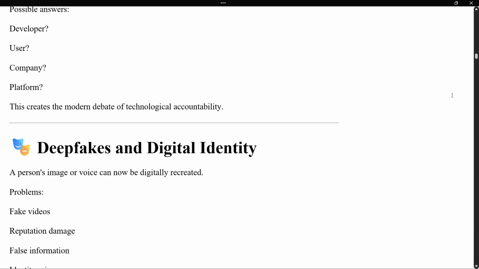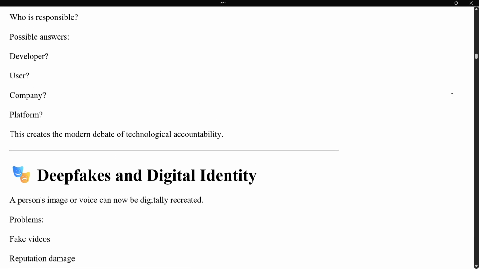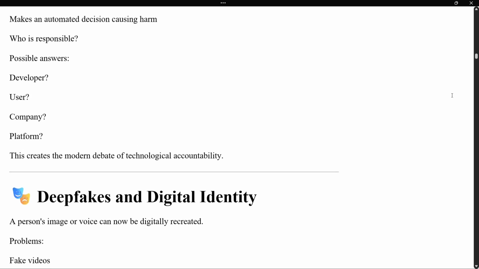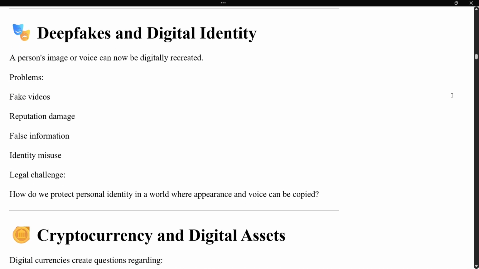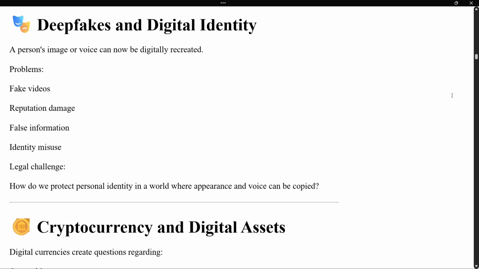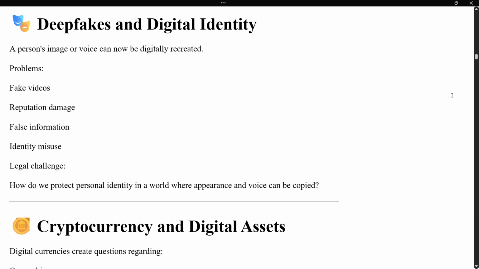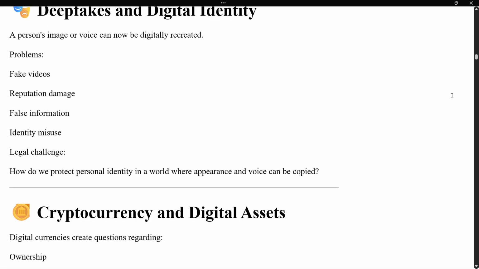Deepfakes and digital identity. A person's image or voice can now be digitally recreated. Problems: fake videos, reputation damage, false information, identity misuse. Legal challenge: how do we protect personal identity in a world where appearance and voice can be copied?